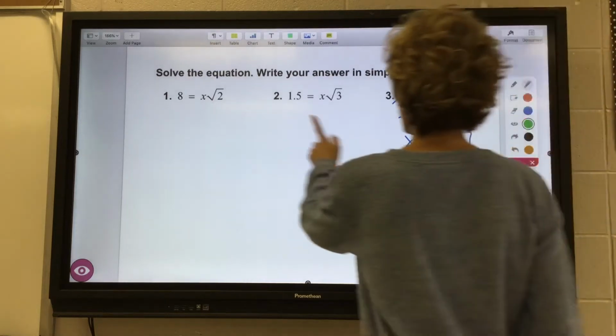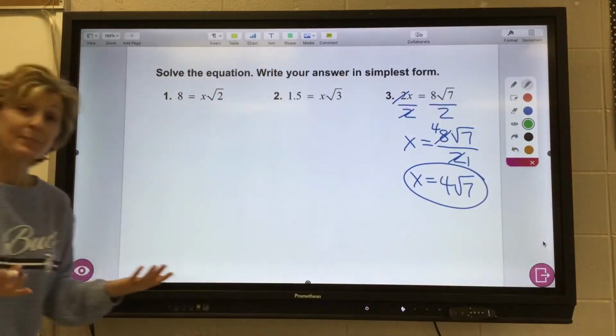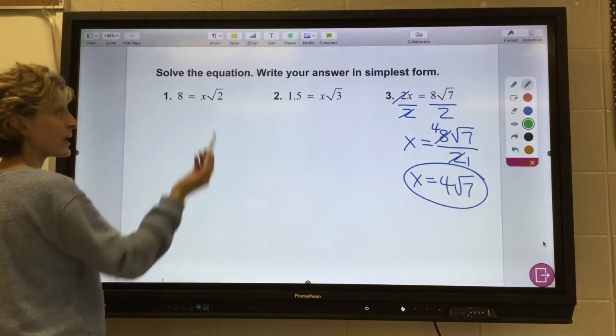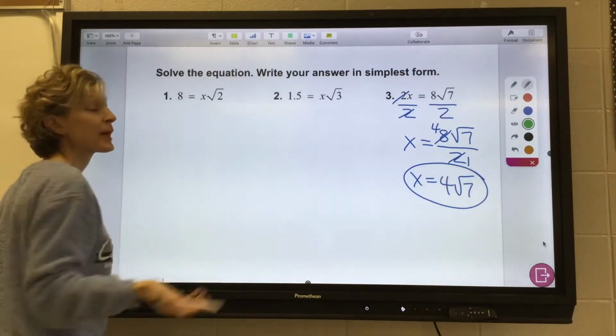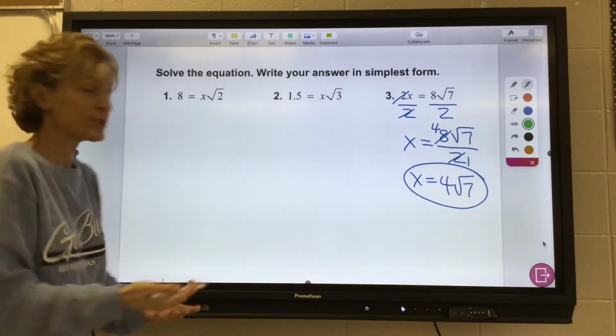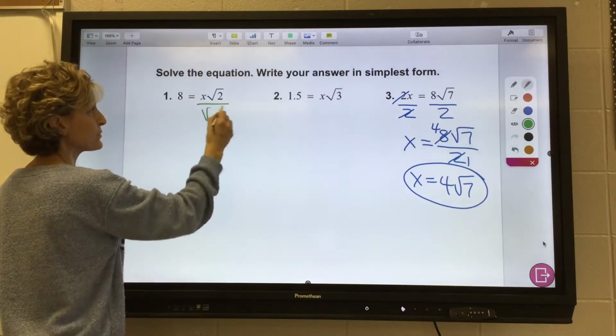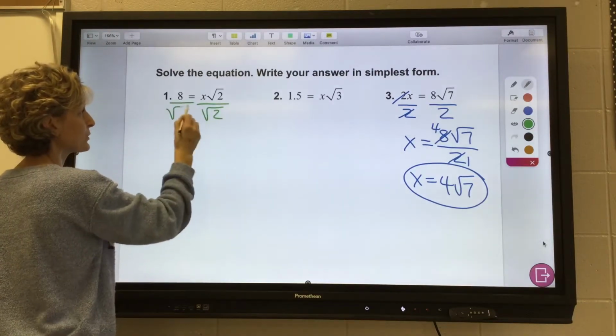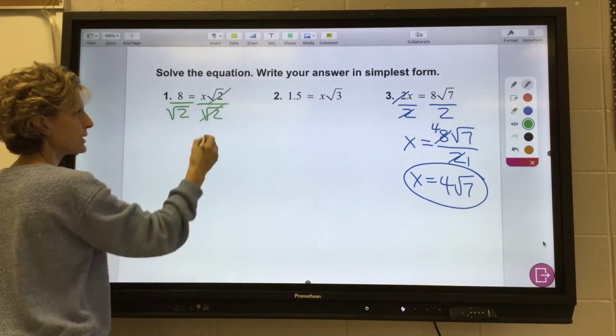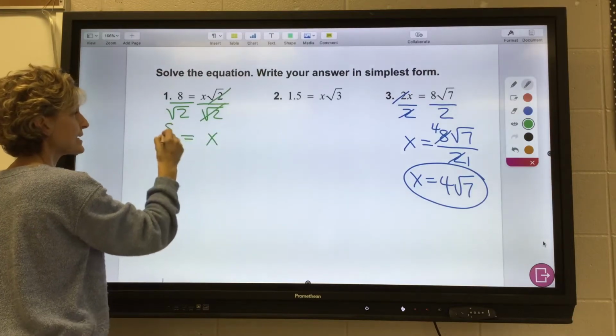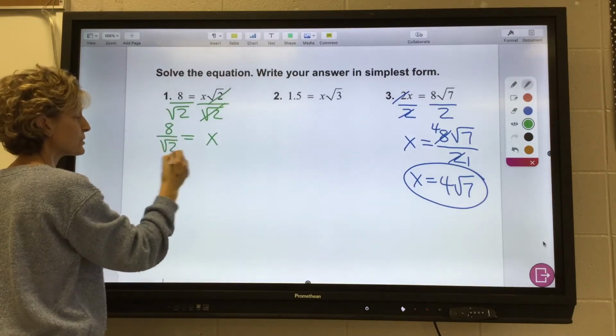So let's go back and try number 1. Same beginning, which is I have to get x by itself. This time it's being multiplied by the square root of 2. So to undo that, I just divide by the square root of 2. Divide by the square root of 2. Cancels. And I'm left with x equals 8 over the square root of 2.